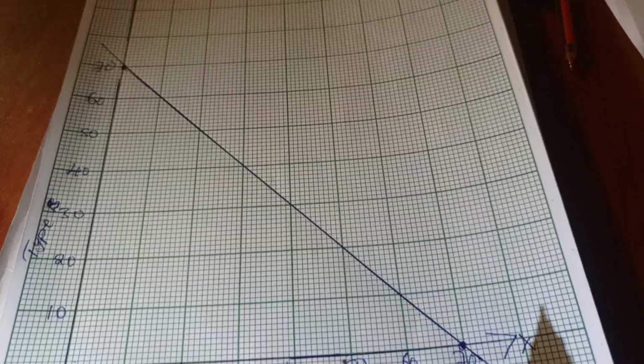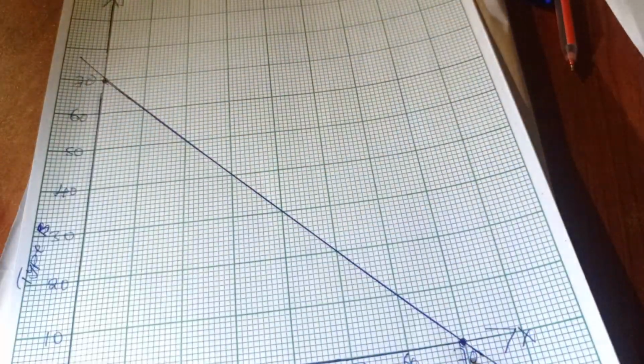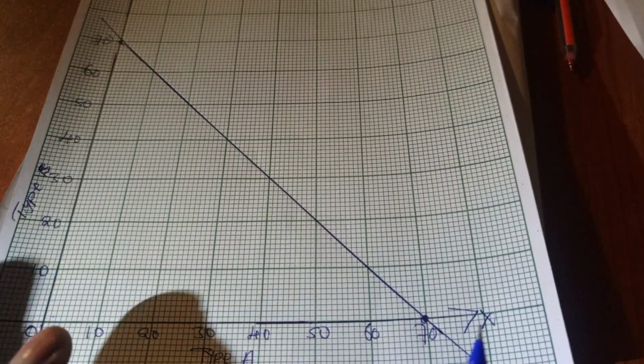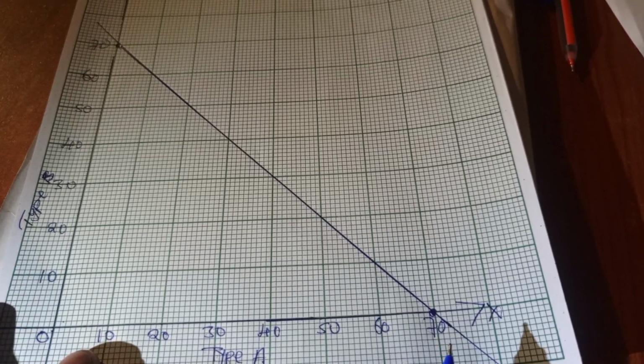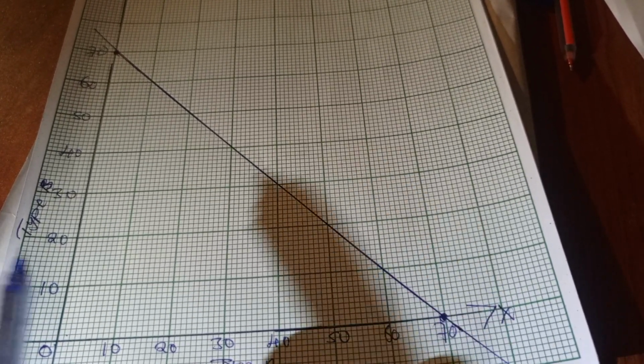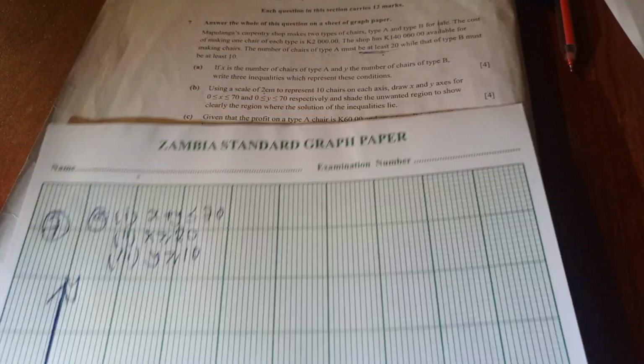So you draw the line like this. So you join the 2 points, this point and this point, you join them. So it will look like this, clear? To look like this. Okay. Then again, you go to the next equation, which is this one.